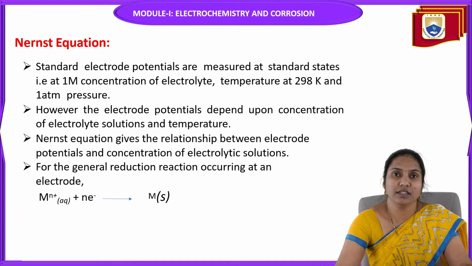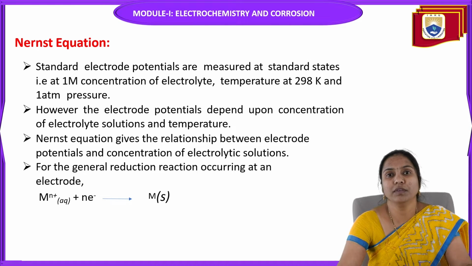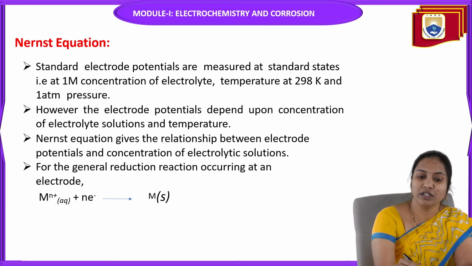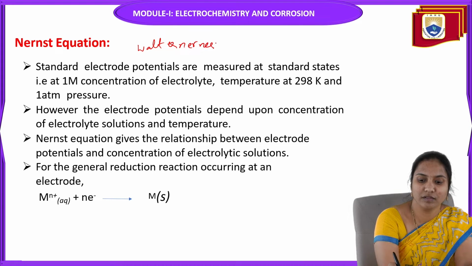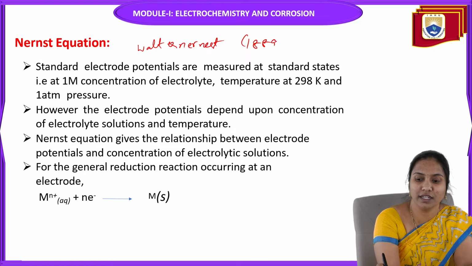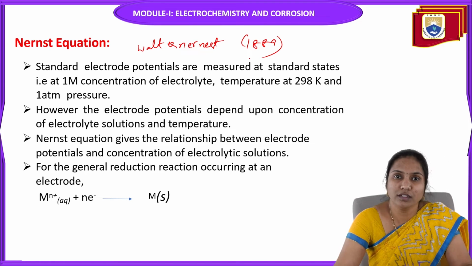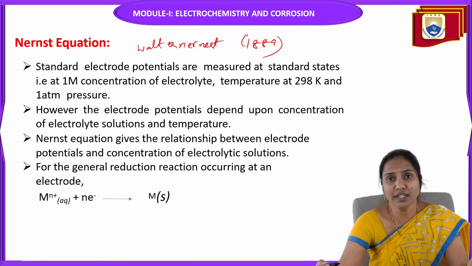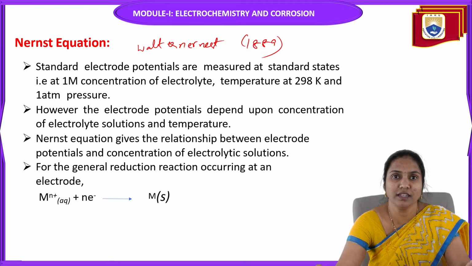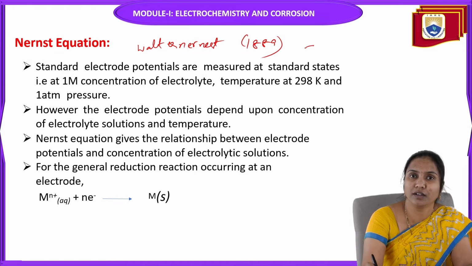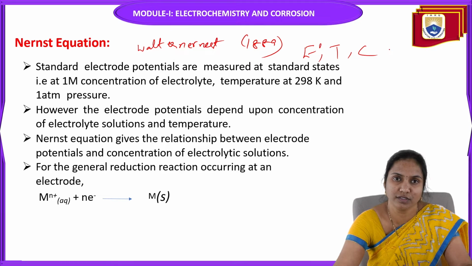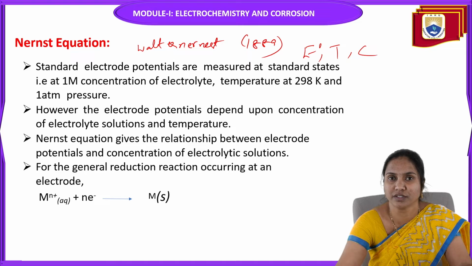So now we'll discuss the Nernst equation. What is the meaning of the Nernst equation? It was derived by Walter Nernst in 1889. According to him, this Nernst equation mainly explains the relationship between electrode potentials, temperature, and concentration of ions.